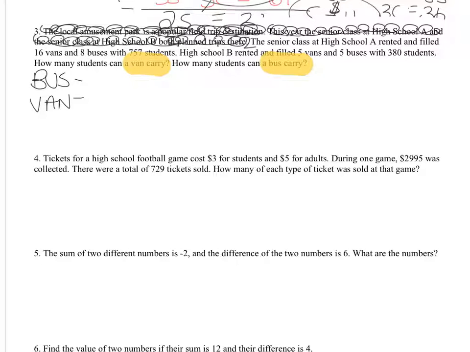Do I know how many students were in a bus? No. Give that letter B. Do I know how many students were in a van? No. Give that letter V. So now go back up to the first sentence before I crossed it out. Let's turn it into an equation.